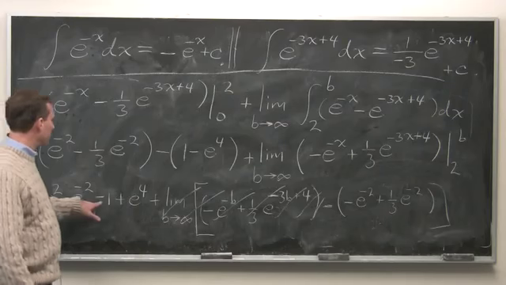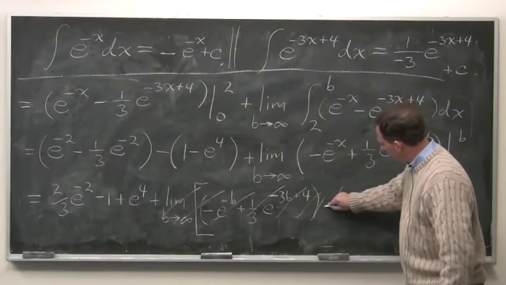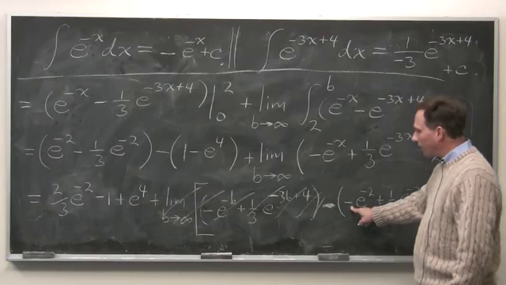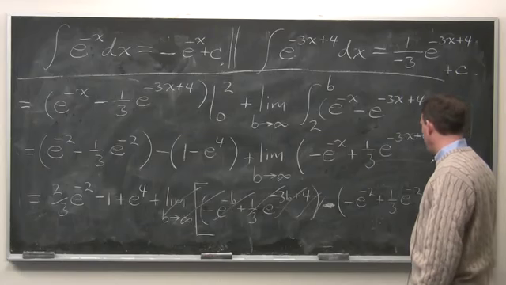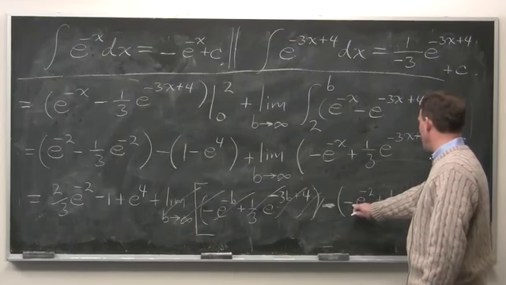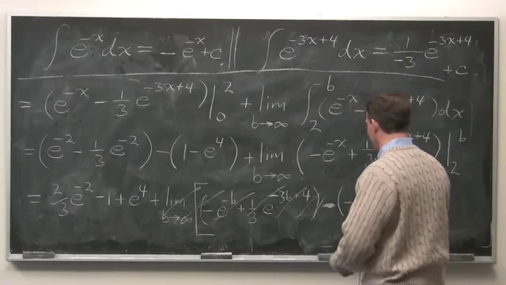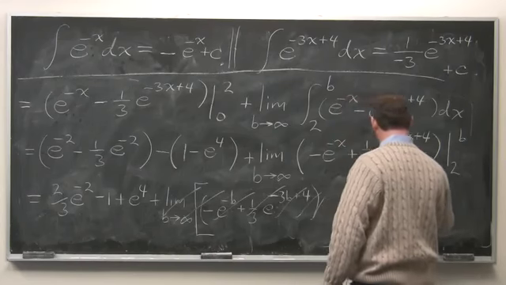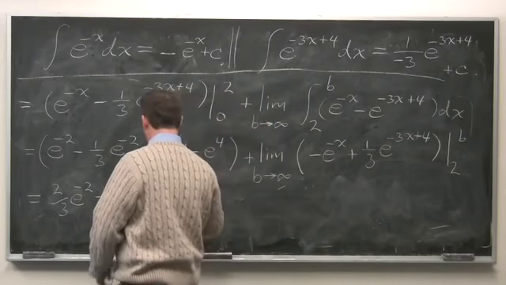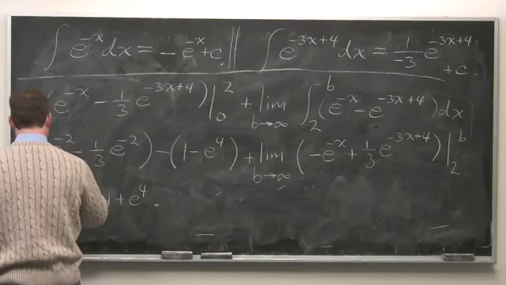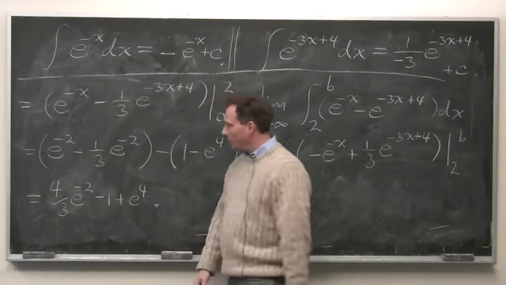You get 2/3 e to the minus 2 minus 1 plus e to the 4th. And then there's a minus sign left here. So a plus e to the minus 2 and a minus 1/3 e to the minus 2. Again, this is minus 3/3, so plus 1, minus 2/3, minus 2/3, so another plus 2/3. So it looks to me like we get the fairly reasonable looking answer: 4/3 e to the minus 2 minus 1 plus e to the 4th.